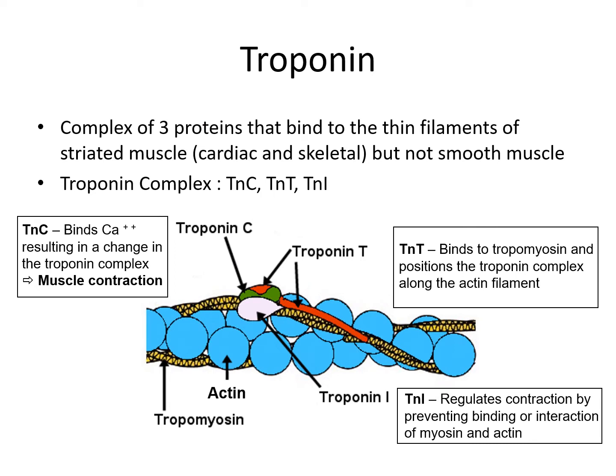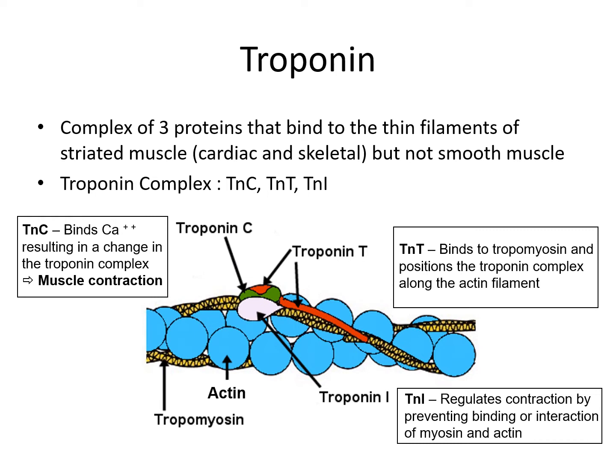So, having said that, in comes our next marker, which is troponin. Now, troponin is actually a complex of three proteins that bind to the thin filaments of striated muscle, and that includes both cardiac and skeletal muscle. But not smooth muscle. So we really don't see troponin in any tissues that are comprised of smooth muscle, such as the GI tract, for instance. Okay.